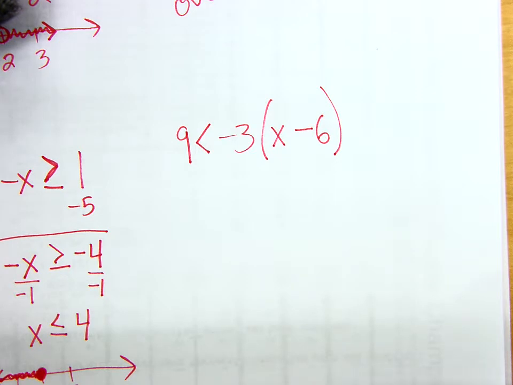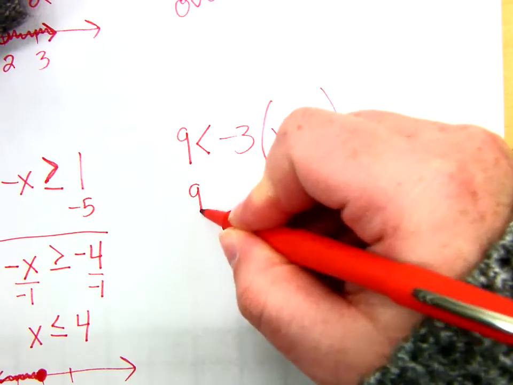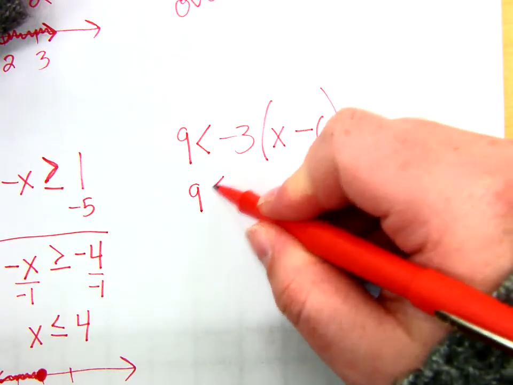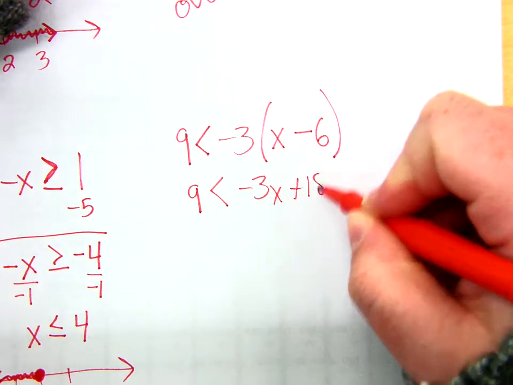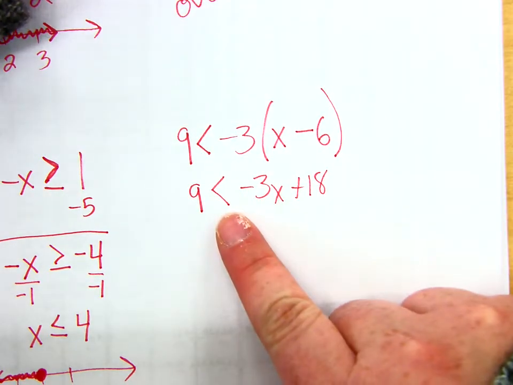Okay, did everybody get an answer? Did you guys distribute first? I knew you would, even though you don't have to, but it's okay. So if I distribute, that's negative 3x plus 18. Should I have flipped the symbol over? I just multiplied by a negative, so should I have?